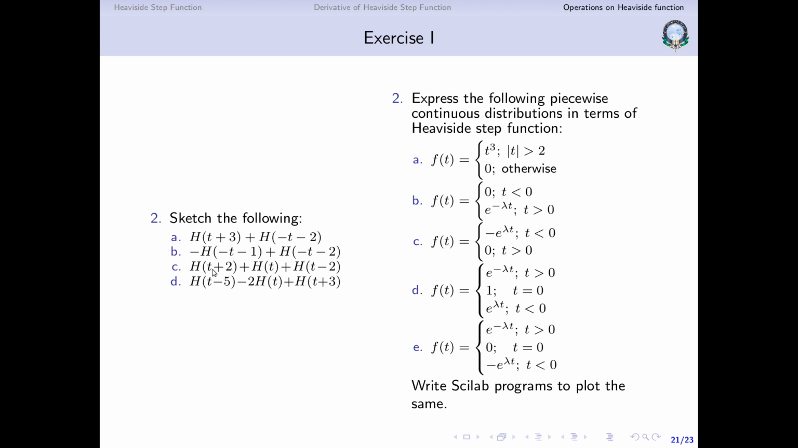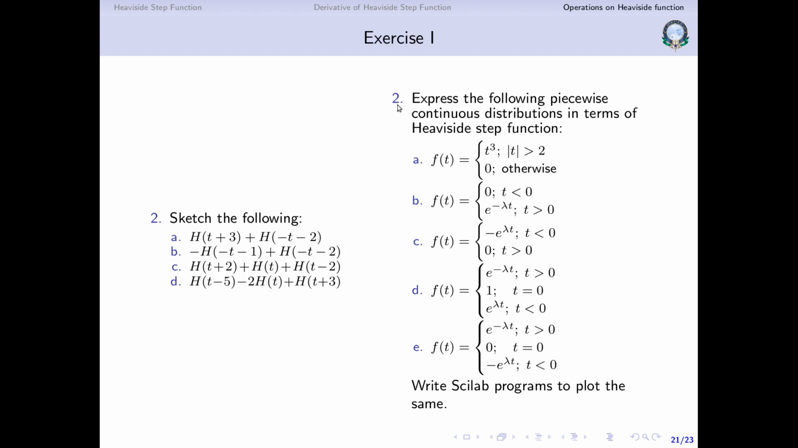Now the third and the fourth questions in the second exercise, instead of two Heaviside step functions, we have three Heaviside step functions. Please follow in the same way. You just have to divide the entire range of t into certain sub intervals, and in each of the sub intervals you have to evaluate them separately. So that will help you to sketch this. Okay, I'm sorry, this will be question number 3.